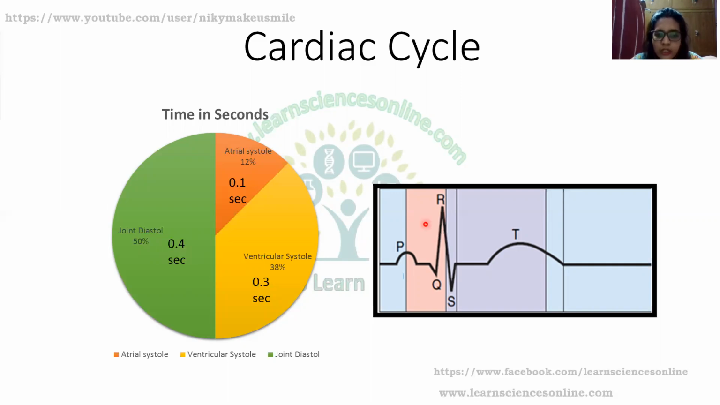So here on the side, this is the diagram of the ECG, electrocardiogram, and it has basically three sections: P wave, QRS complex, and T wave. This P wave signifies atrial systole, then the QRS complex shows ventricular systole, and then this T wave shows joint diastole. So let's start with the discussion of the cardiac cycle.